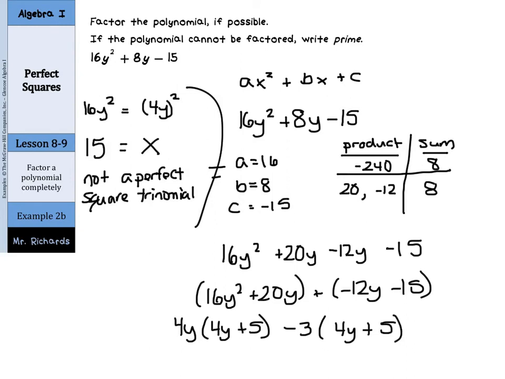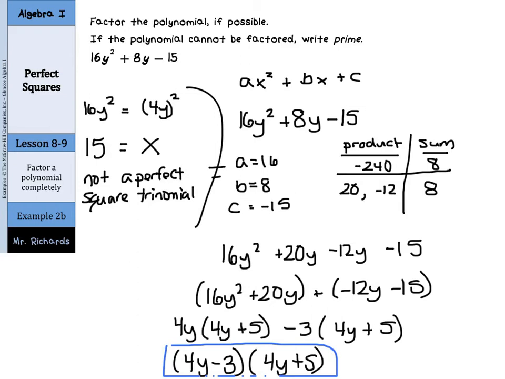And so I end up with now 4y minus 3 times 4y plus 5. And that is my solution. 4y minus 3 times 4y plus 5.